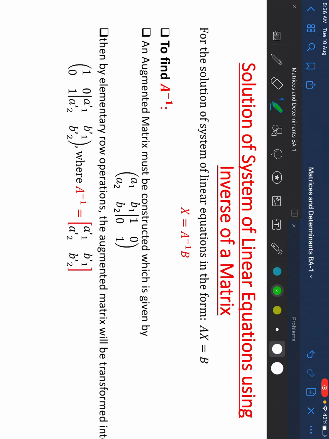Here we already know this equation, that is AX is equal to B. Now to find the value of x and y, what do I need to do? Which matrix will I need to find? Here we have three matrices A, X and B. To find the value of x and y, we need to find the matrix X.